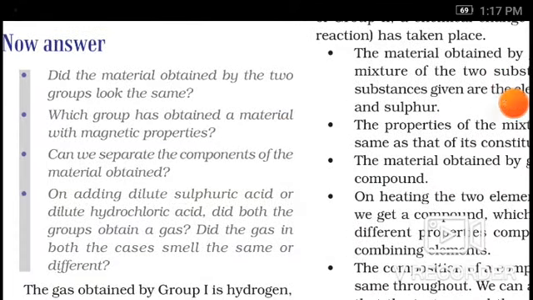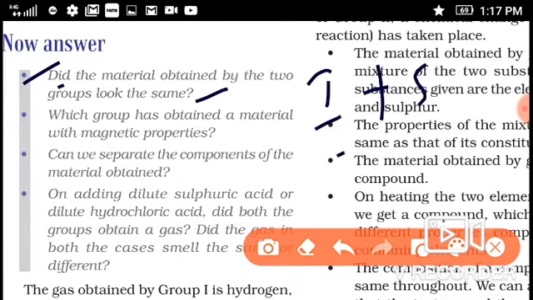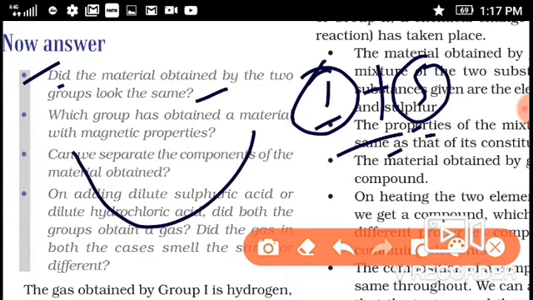Now there are some questions. Did the material obtained by the two groups look the same? No. Group first has its own property, its own color, like in group first there is iron and sulfur. Iron has its own color and sulfur has its own color and own texture. But in group second, as we know that this is iron sulfide compound, the material obtained looks the same, texture is same, color is same.